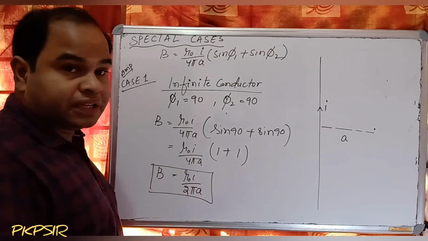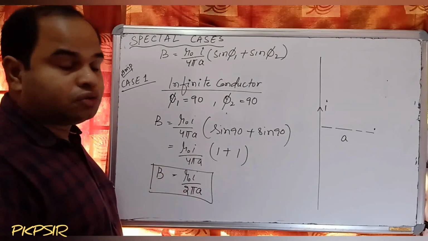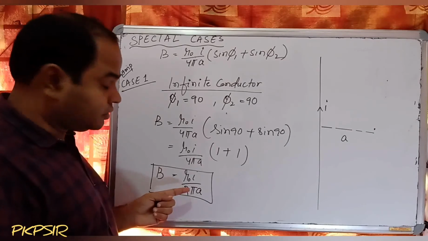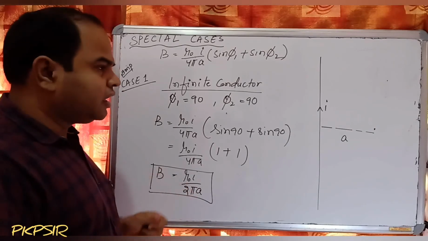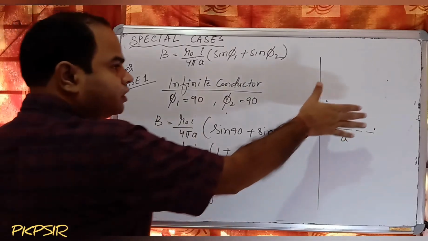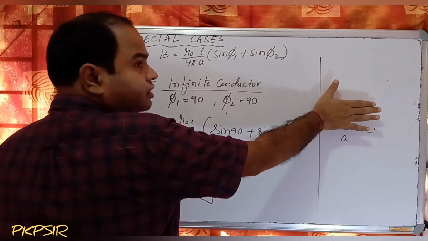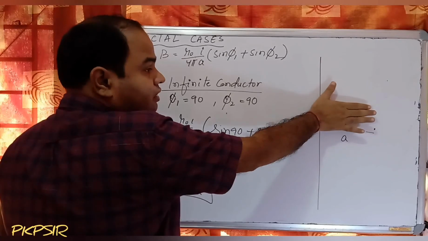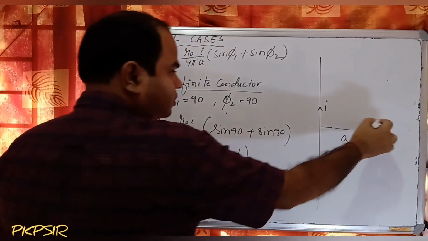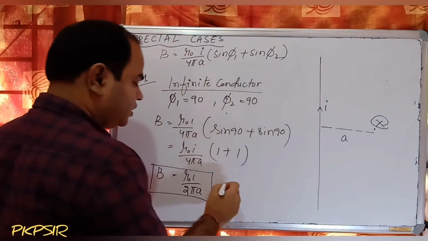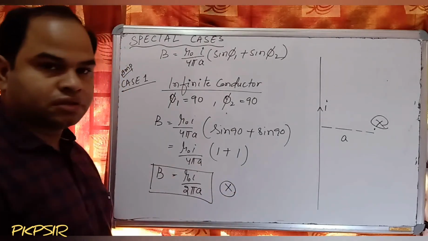The magnitude of magnetic field due to a straight current carrying conductor is mu naught I by 2 pi a. And what is the direction? Current is upward, position is this, the direction of the palm for the magnetic field is inward direction, so it is inward direction.